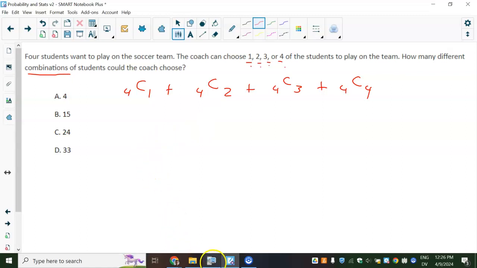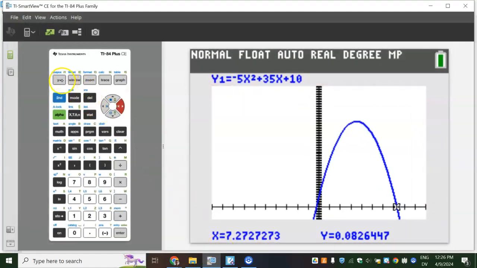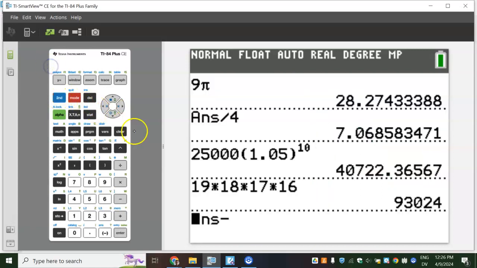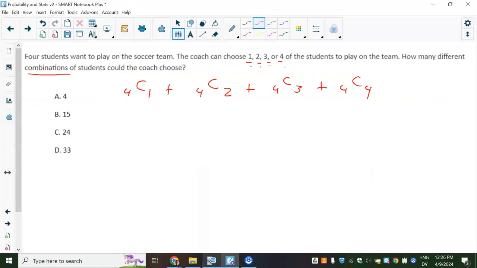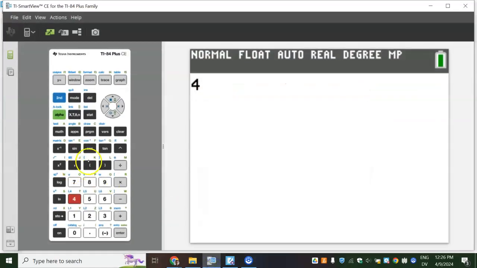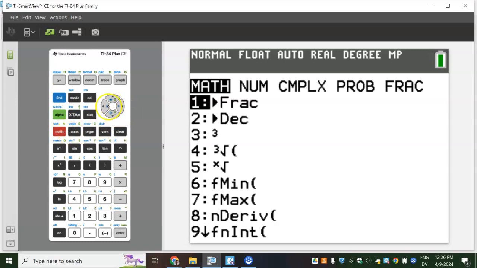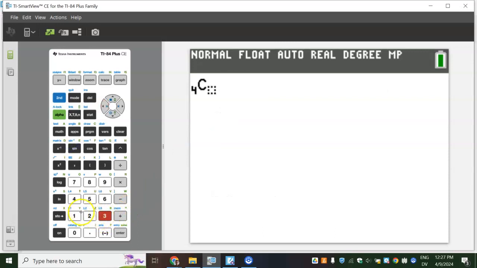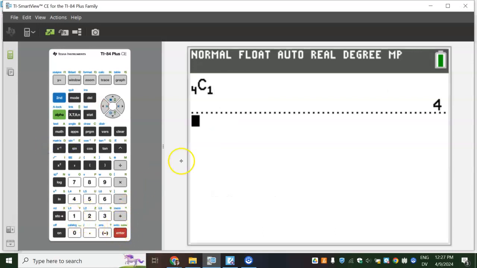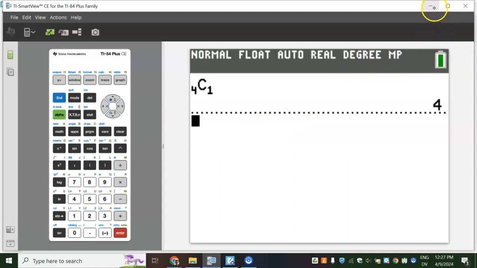So really it's just a thing on your calculator. If you've forgotten where those buttons are, you've got to type the starting number first, the bigger number. So in all of these, I type the 4 first, and then I go to math and go over to probability, and here's your permutations, combinations buttons. So I'm going to do number 3 for combinations. 4C1 is just 4. You're only picking 1 player, so there's really 4 ways to do it.